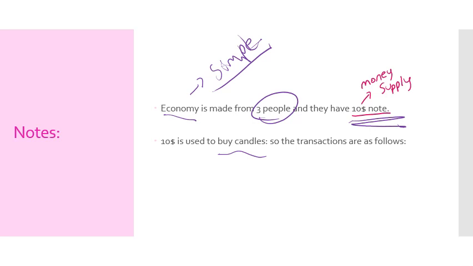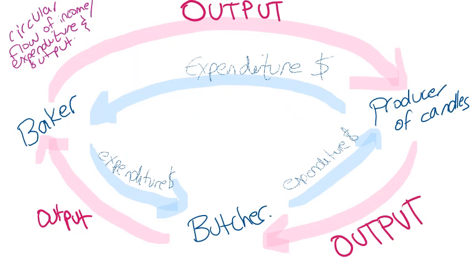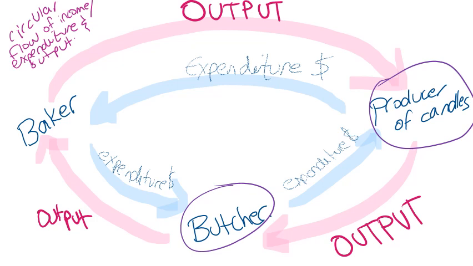If you take a look at that diagram, and this one you have in your book, page 319, we have here the producer of candles, we have the butcher, and then we have the baker. So we're talking about 3 different people, remember? So we're talking mainly about the circular flow of income in this tiny economy. What does it demonstrate? What does it tell us? It tells us about the value of output, about the expenditure, and about the income.